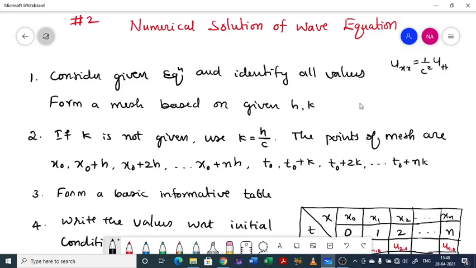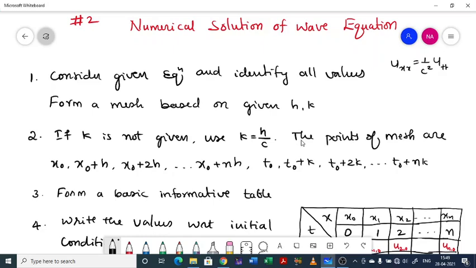So the procedure to find the solution is as follows. Look into the given equation and identify all the values. Mainly you need to identify the value of c, h and k. Those are three important parameters you have to identify. Usually h will be given. Sometimes the value of k may be given or may not be. Whenever the value of k is not given, you have to use the relation k equal to h divided by c. c can be observed from the given equation only.